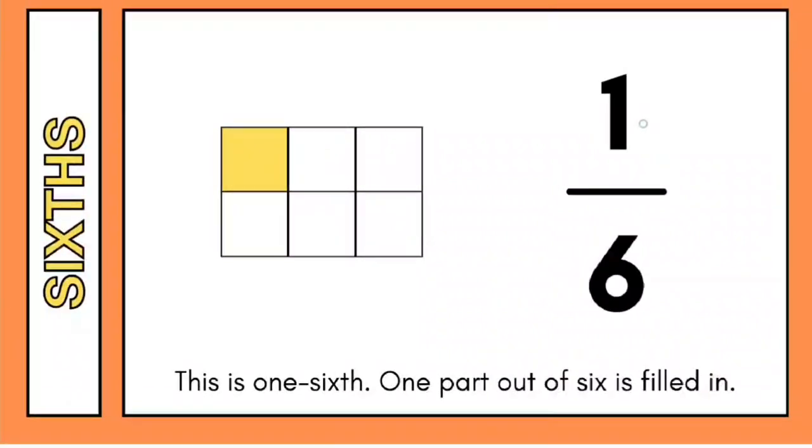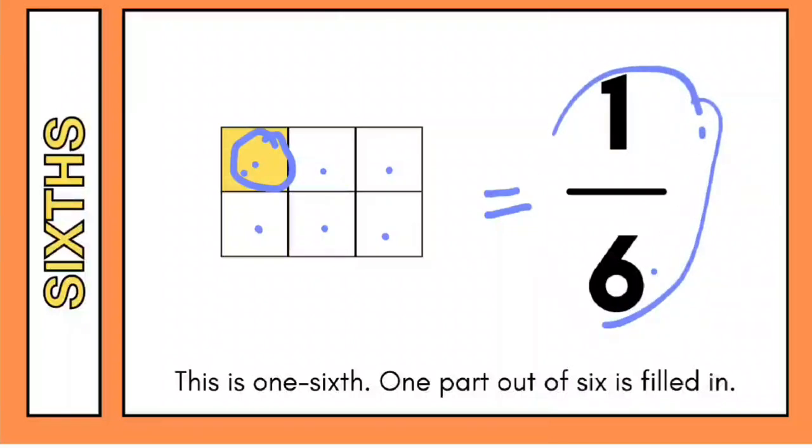Now what is 1/6? When one part out of 6 is filled in, this is 1/6. 1 filled in out of 6. 1, 2, 3, 4, 5, 6 and 1 is filled. So the fraction will be 1/6.